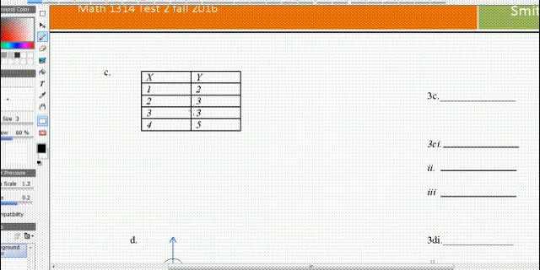Is this a function? The x's do not repeat. The answer should be yes. Why? The x's don't repeat. Is it 1 to 1? No. Why? The y's repeat.